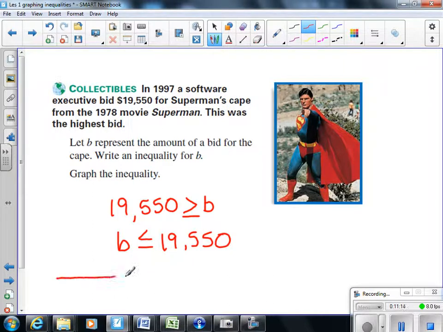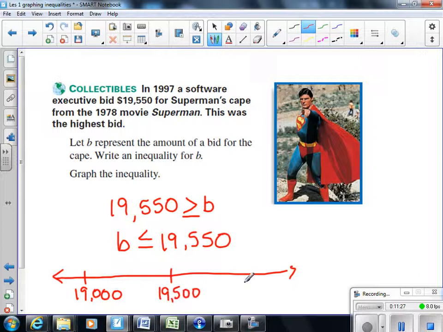So if we're going to graph it, if they don't give you a graph, what I suggest you do is put some numbers below it and above it, kind of your target number. So we know it's going to be about right in here, open or closed dot. Closed, and all the bids were less than or equal to that amount. So you've just graphed that inequality.